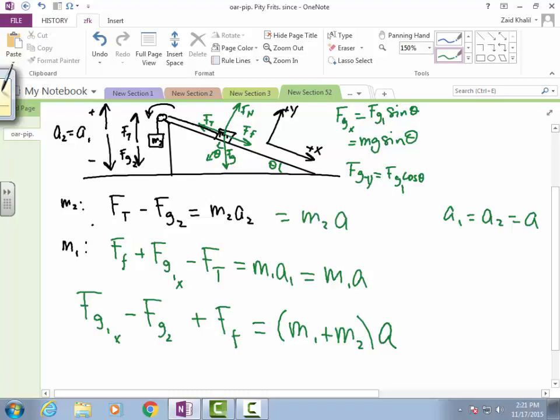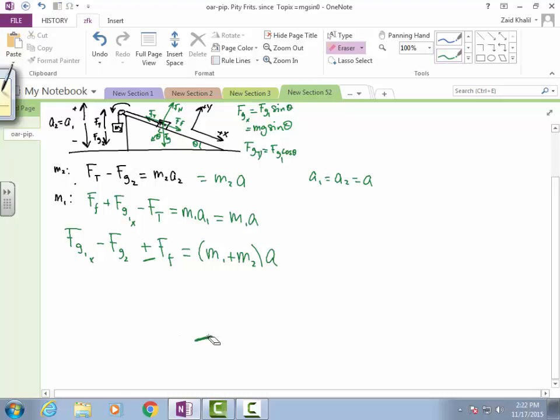But then you notice something. You say, wait a second, Khalil. If this thing is accelerating this way, Ff is pointing down the plane, so it's positive. And what happens if it's accelerating this way? It's going to be up the plane, negative. So how can I resolve both of those scenarios? Plus or minus. There you go.